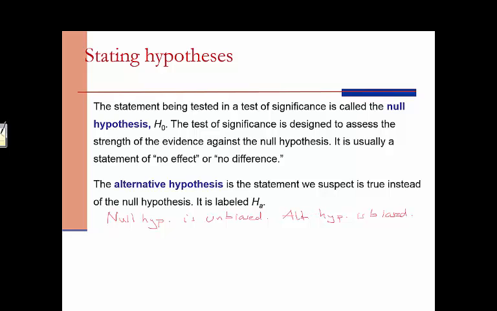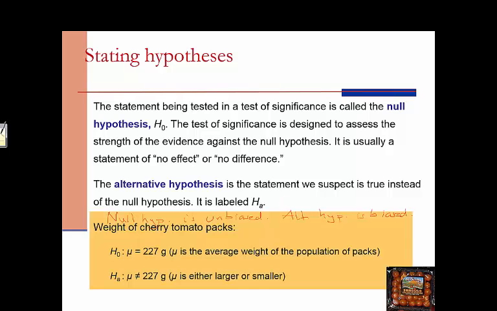Okay, so in this example, what do you think a null hypothesis should say? H naught. Well, if you want it to be unbiased, well, then you're going to assume that the null hypothesis says that the average weight mu is 227 grams exactly, right? You're not picking a side, you're not giving it any preconception. You're just assuming that what is told on the package is true. Okay, you're not picking any sides.